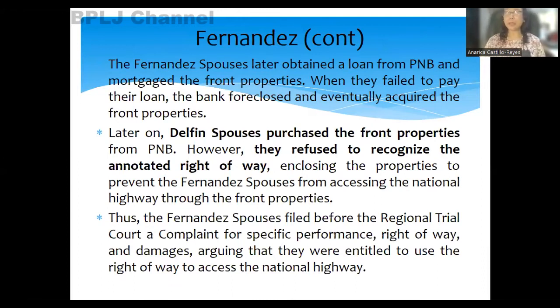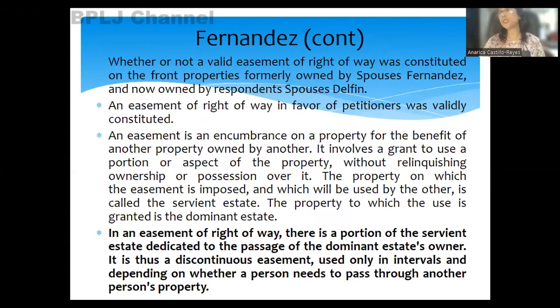When they failed to pay the loan, the bank foreclosed and eventually acquired the front properties. Now, later on, it was sold to the Delphine spouses. However, the Delphine spouses refused to recognize the annotated right of way. Thus, the Fernandez spouses brought a suit for injunction.